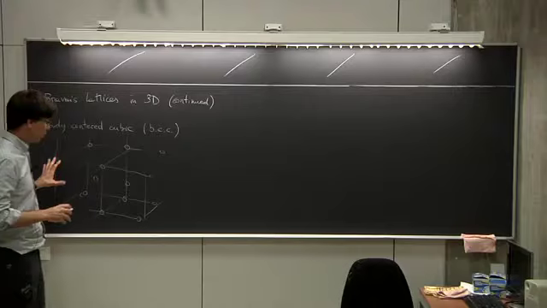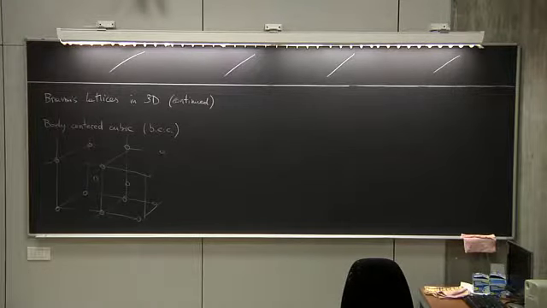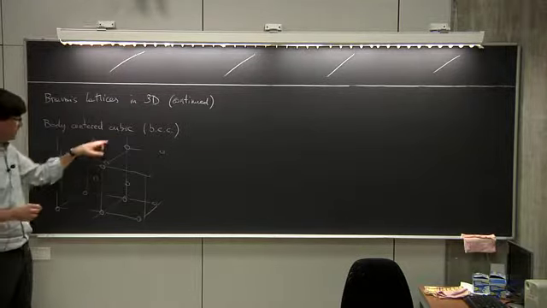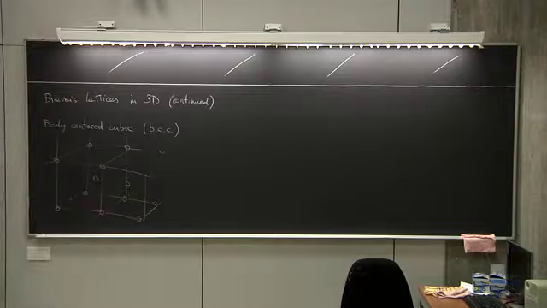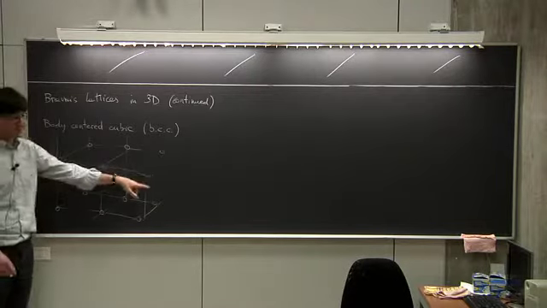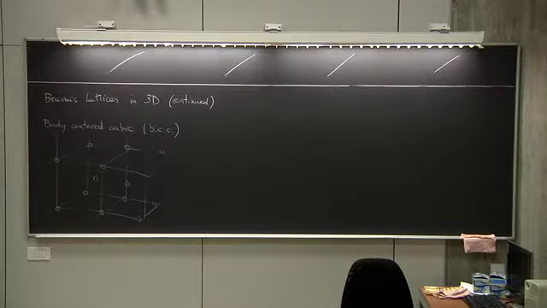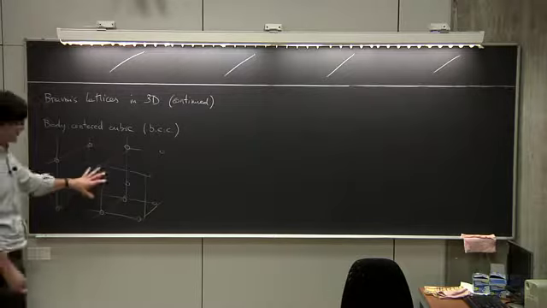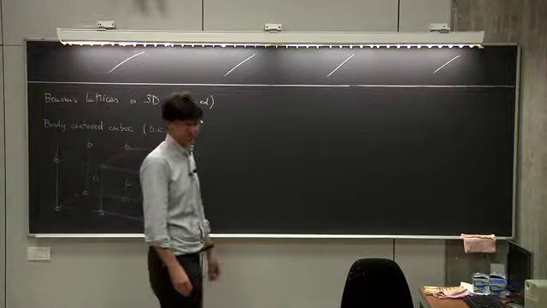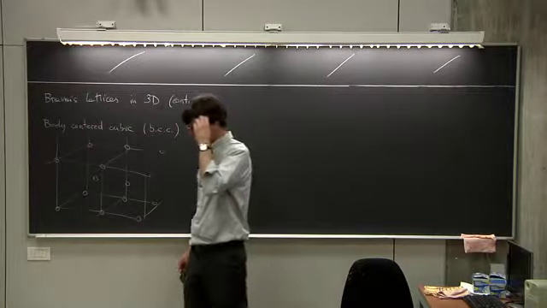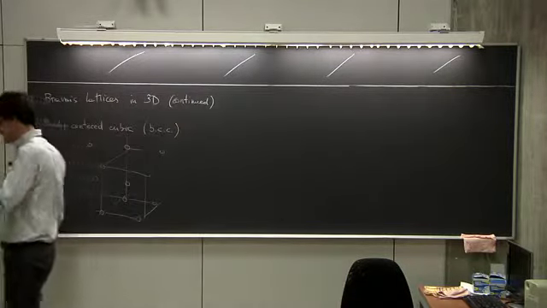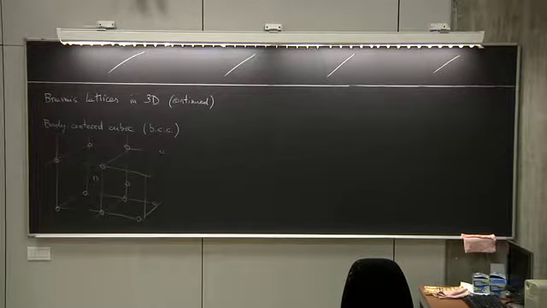Okay, so this is not a cubic lattice, or at least it's not a simple cubic lattice, because the simple cubic lattice would be composed of only the points that I drew initially. But there is an additional point at the center of the cube. And this lattice is called the body center cubic lattice. Now, of course, the question is: is this a Bravais lattice or not?